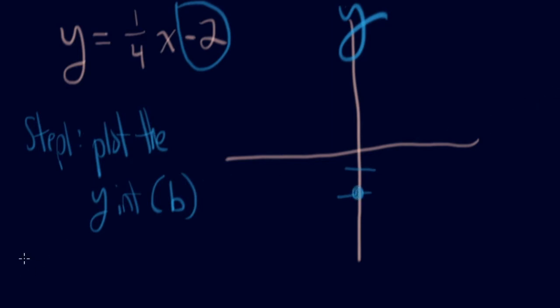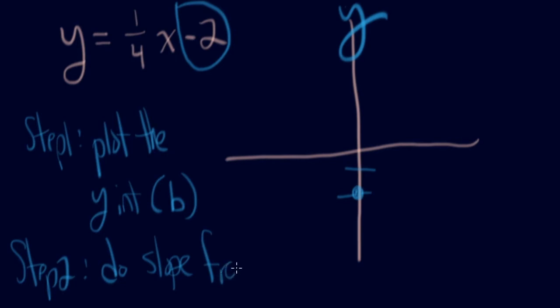And then step 2 is do slope from b. So I'm going to do the slope from b. It rises 1 and it runs 4. So from this point, not the origin, that's the common kid mistake, you do it from b. So you rise 1 and you run over 4. Something like that. And there you go.